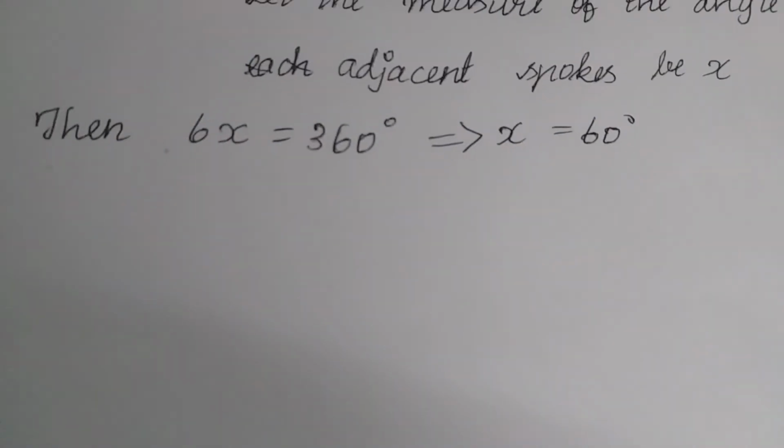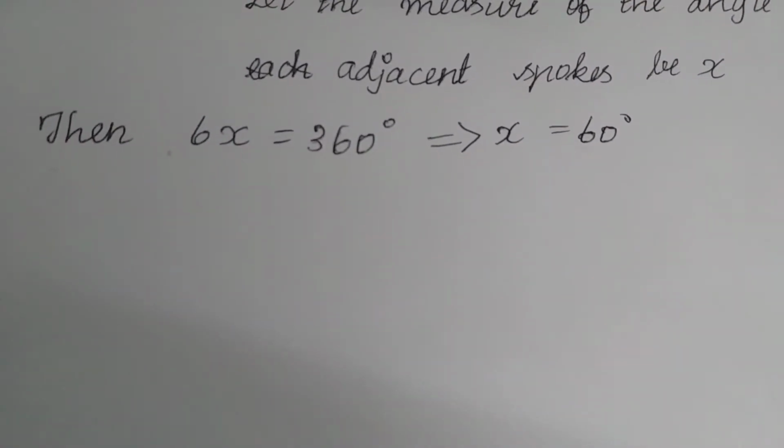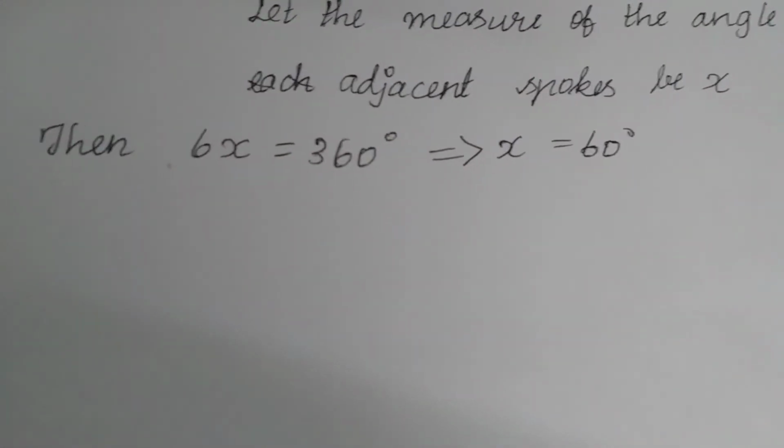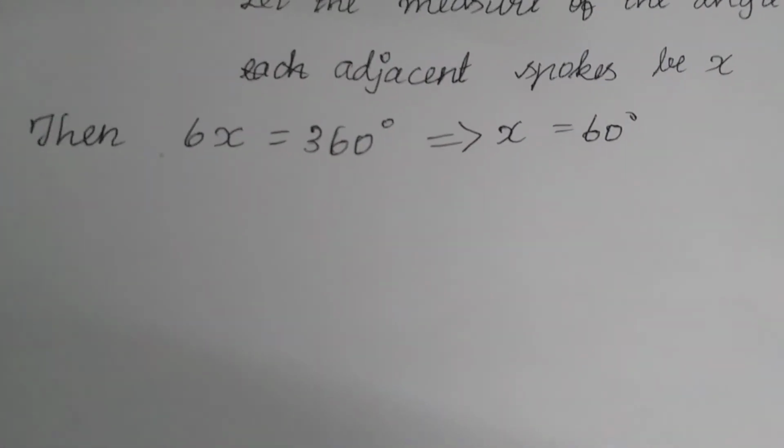So let the measure of the angle between two adjacent spokes be x. Then 6x equal to 360 degree, that is x equal to 60 degree. So 60 degree is the measure of the angle between two adjacent spokes. Let's go to the next question.